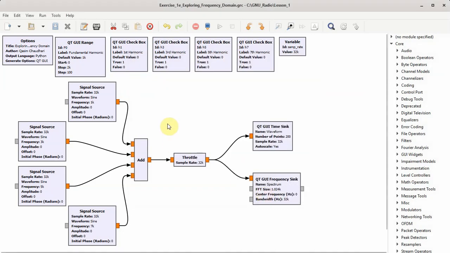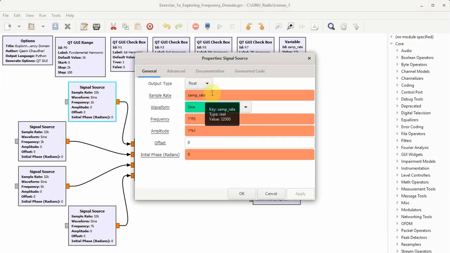What exactly am I turning on and off? The signal sources. 4 checkboxes, 4 signal sources, 1, 3, 5, 7. Why 1, 3, 5, 7? This we will discover later. But what I want to show is that the sample rate is the sample rate, and then the waveform is a sine. The frequency is 1 times f0. Do you remember the f0 is a fundamental harmonic? As you would have guessed, the other next frequencies would be 3 times f0, 5 times f0, 7 times f0.